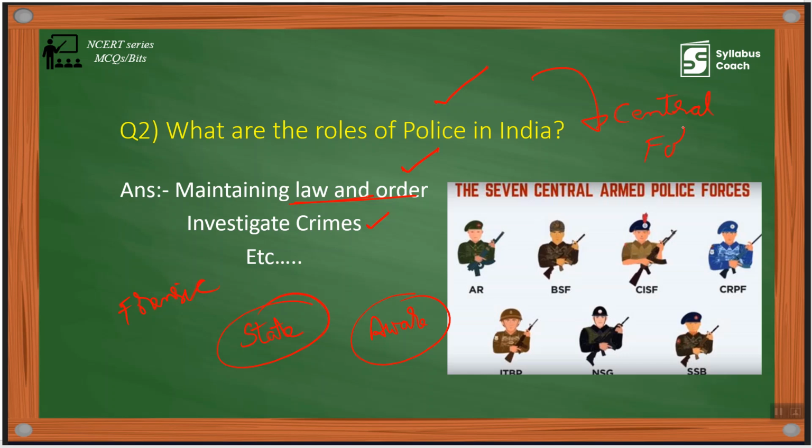Many of us think that only the army is working at the borders, but that's not the only true fact. There are many other central police forces like the Assam Rifles, Border Security Force, CISF, CRPF, ITBP, NSG, SSB. Many of them work at the borders: Assam Rifles in the Northeast, CRPF in the Naxal areas, BSF at the Pakistan border, ITBP at the China border, SSB at the Nepal border. So these are working not just at the borders but at critical areas where Naxals are present or where possible terrorist attacks may hamper.